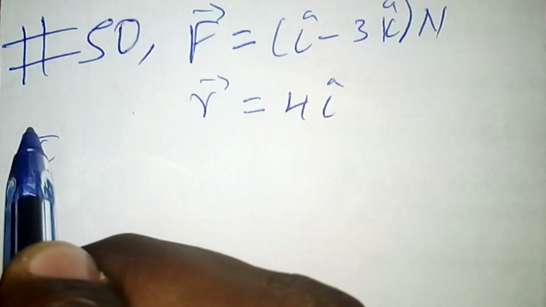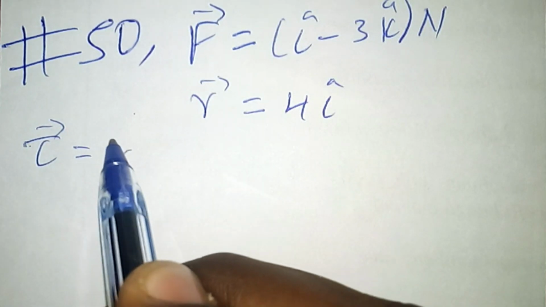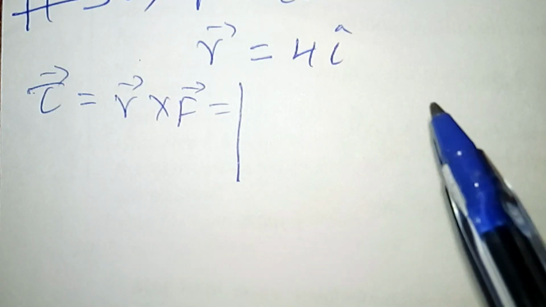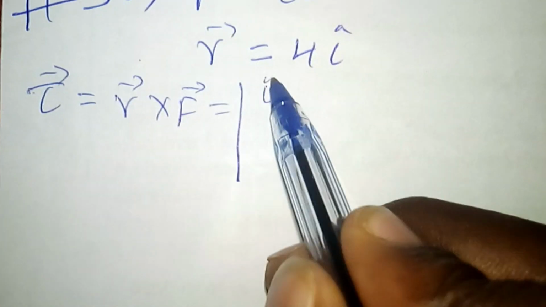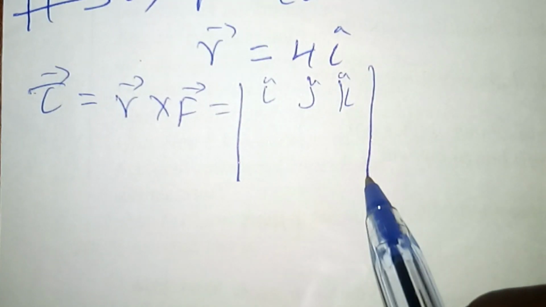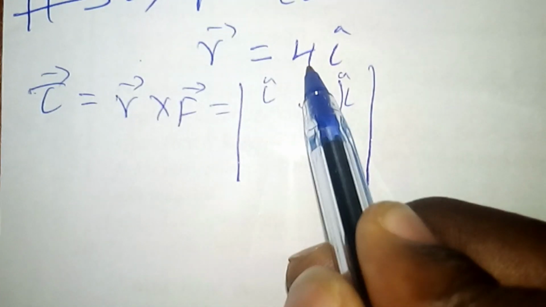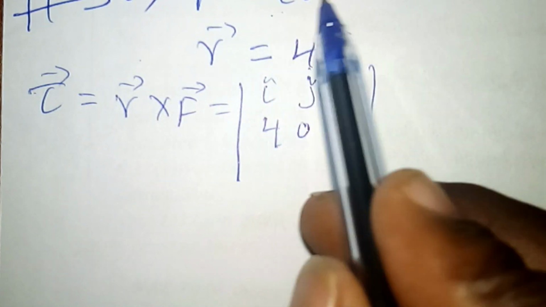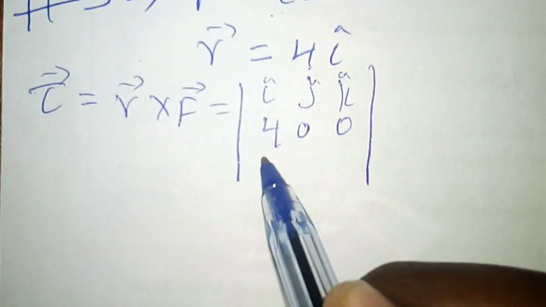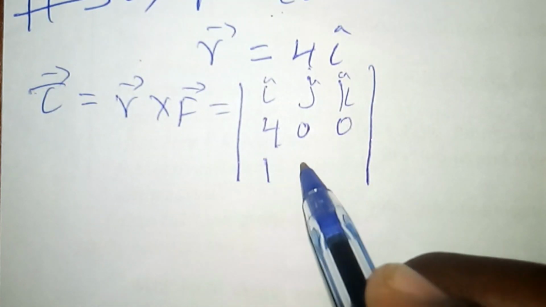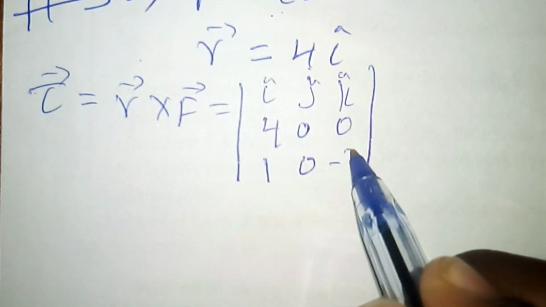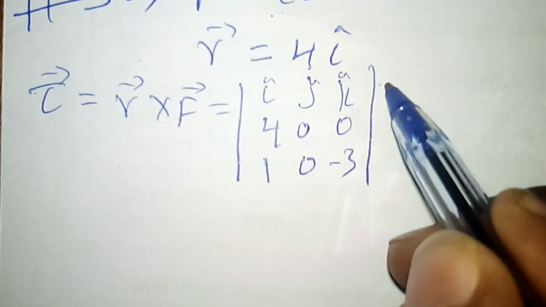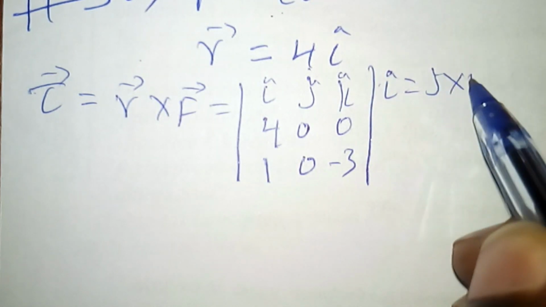The torque produced by a force is always equal to the cross product of the position vector from the axis of rotation and the force. So I can use directly the determinant form. R has only one component, which is along x, and the rest are 0, and the force has components: the i component is 1, the j component is 0, and the k component is -3. So directly we can see that i cross j is k, and so on.